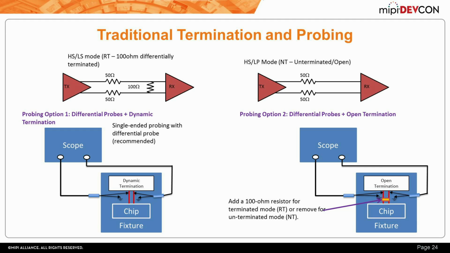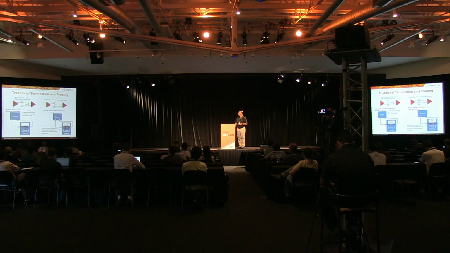Another method is to do the same, but actually have just a fixed 100 ohm termination on here and basically remove it for the unterminated mode. Now, obviously, that doesn't work for a dynamic environment. You can't really use this for LP tests right here because it's expecting an unterminated interface there. But there are some benefits to doing this in that you don't have a device that is actively switching termination and potentially introducing some noise into your measurement environment.